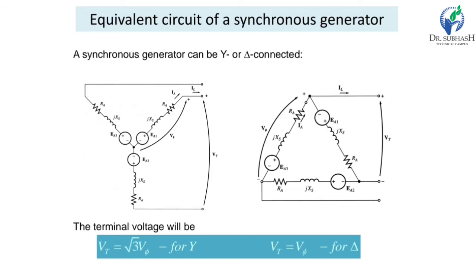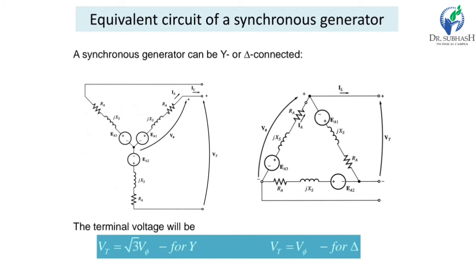Here the figure illustrates that the phases can be either star or delta connected. For a star connection, the terminal voltage Vt is related to the phase voltage V phi by Vt is equal to 1.732 into V phi. And for a delta connection, the terminal voltage Vt is related to the phase voltage V phi by Vt is equal to V phi.